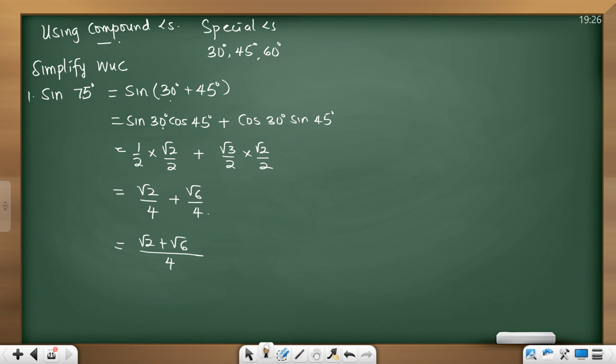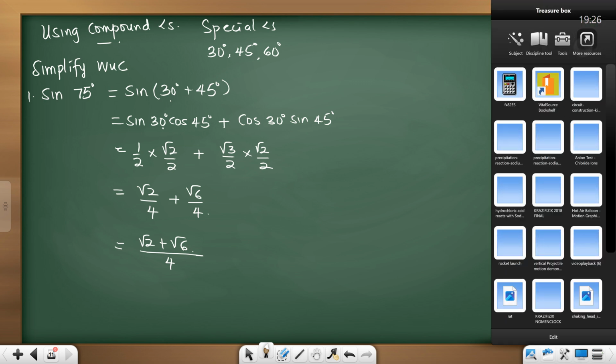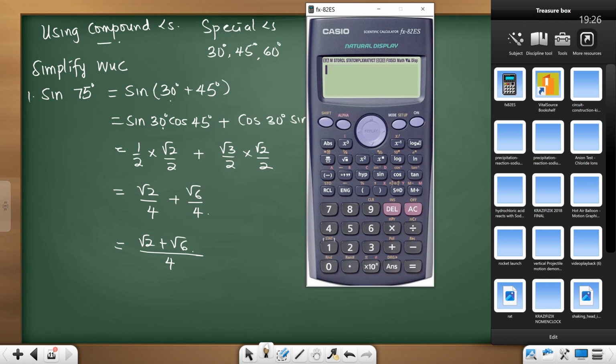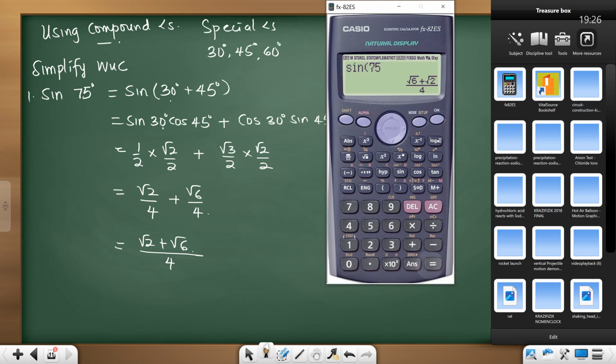Root 2 plus root 6. I promise you, if you press sine 75 on your calculator, you are going to get exactly that. Check. Sine 75. You want to check if your calculator is not fake. Without the use of a calculator. I hope it makes sense. Please let me know if it makes sense, everybody.